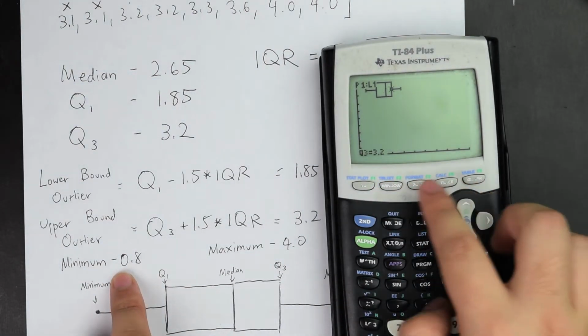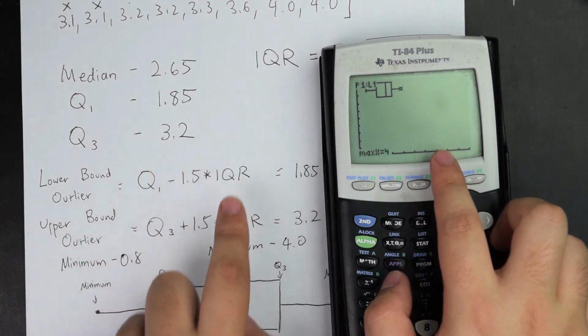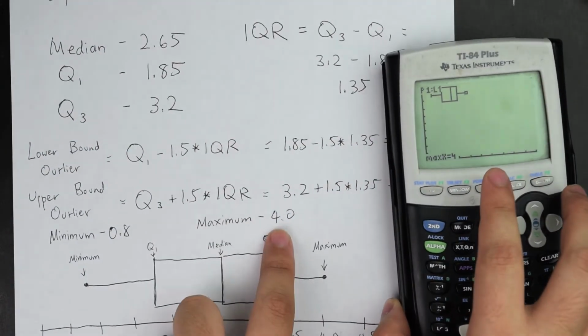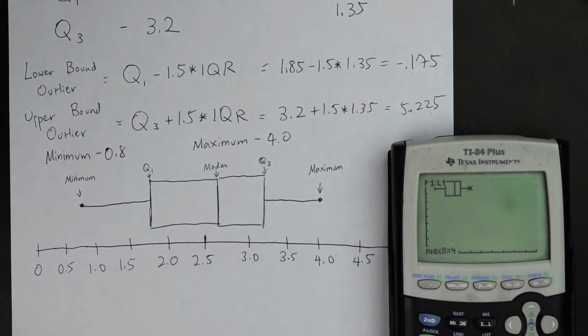I'm going to go to Q3. Q3 says it's 3.2, confirm. And my maximum is at 4, which I mentioned right here, maximum equals 4. And so my graph does align with the graph that the calculator created. And there are no outliers, as I mentioned before. So I am perfectly good.